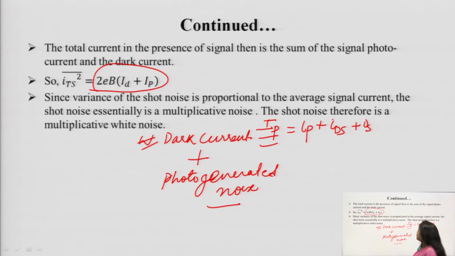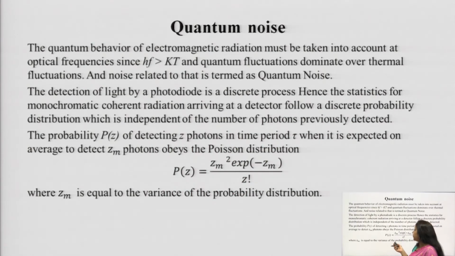Since the variation of shot noise is proportional to the average signal current, the shot noise essentially is a multiplicative noise. The shot noise therefore is a multiplicative white noise. Already we have discussed what is called a white noise.